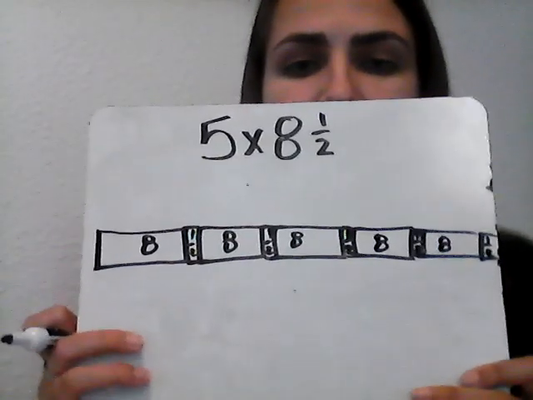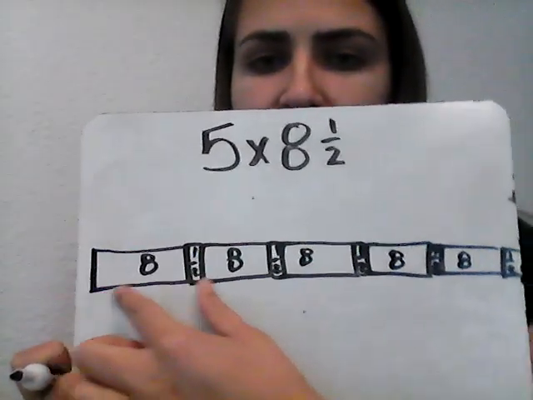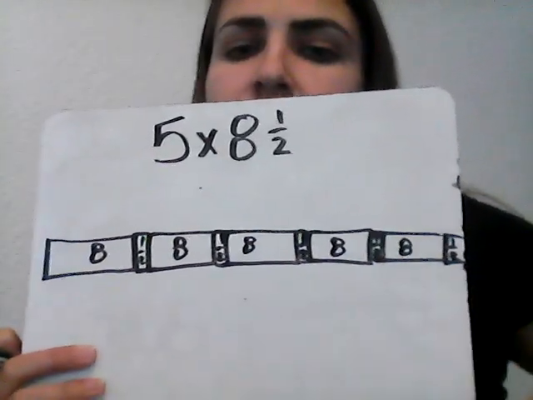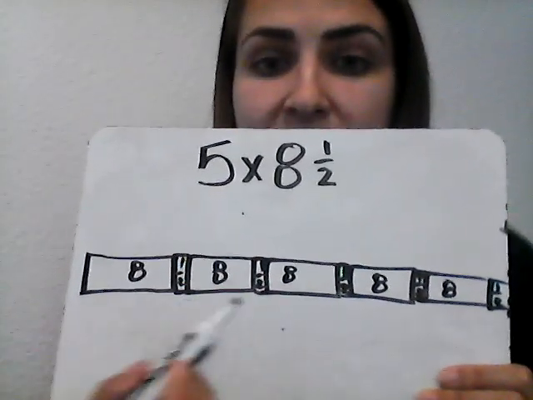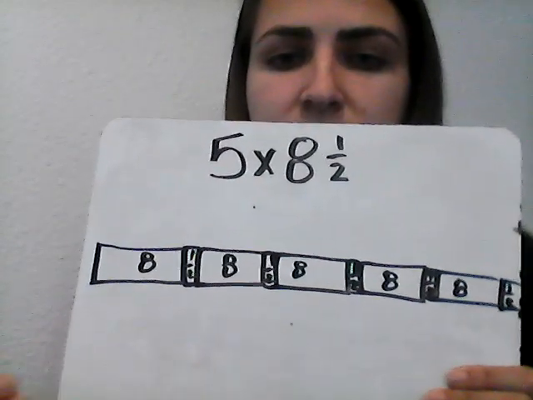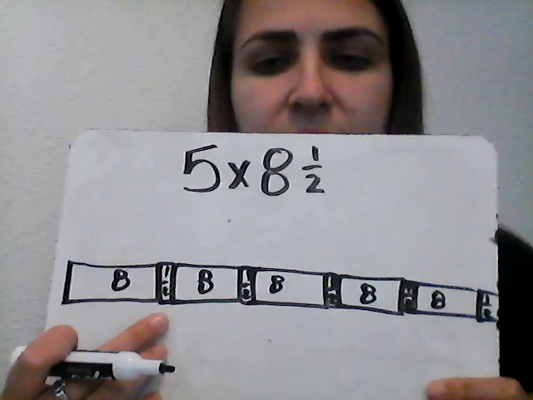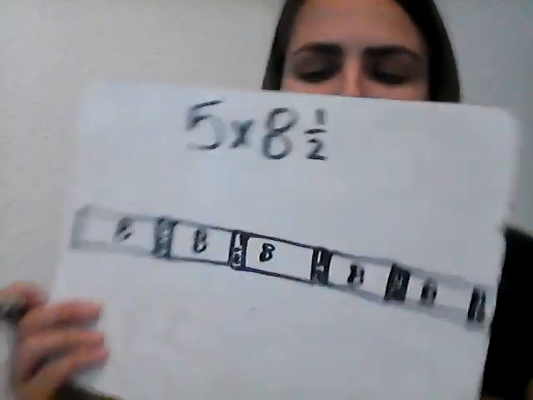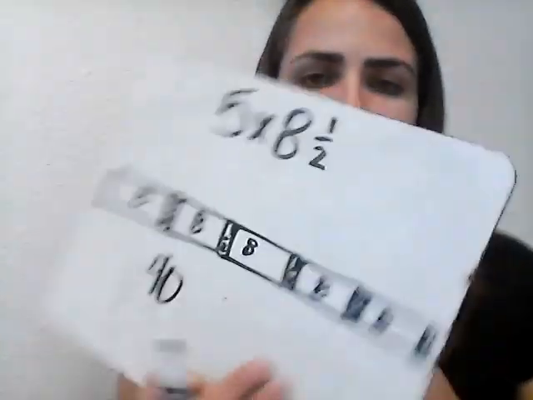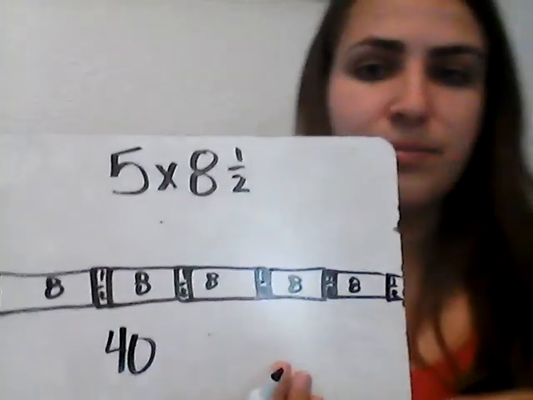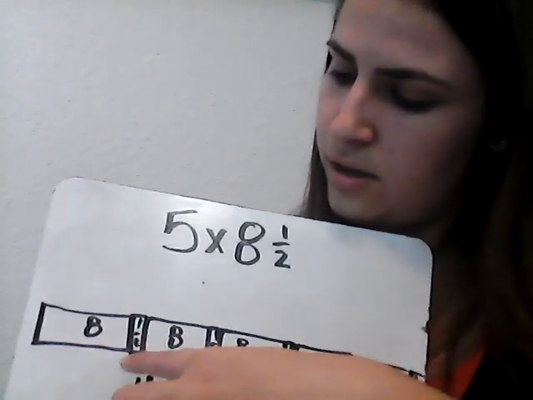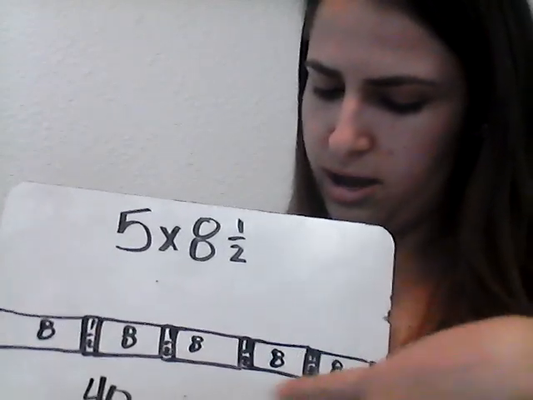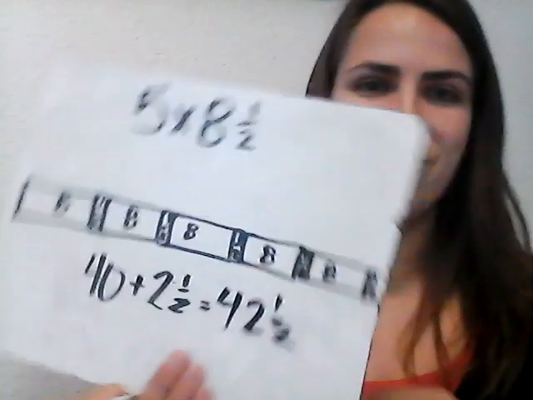So here's our tape diagram. I showed 5 copies of 8 1/2 all together there. And then I know that I can add together my 8s first. 8 plus 8 plus 8 plus 8 plus 8 will give me 40. And then I can add together all of my 1/2s. So I know 5 copies of 8 would give me 40, and then I have 5 copies of 1/2. If I wanted to, I could skip count by halves: 1/2, 1 whole, 1 1/2, 2 wholes, 2 1/2. So 40 plus 2 1/2 would give us 42 1/2.